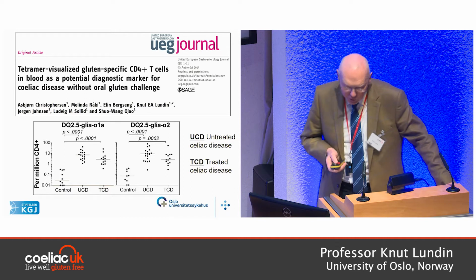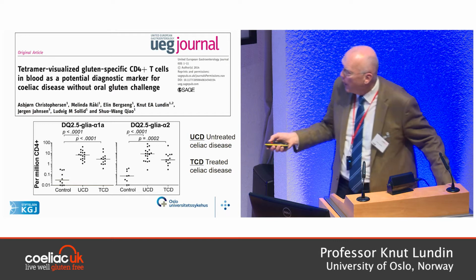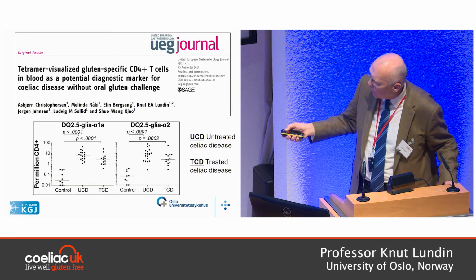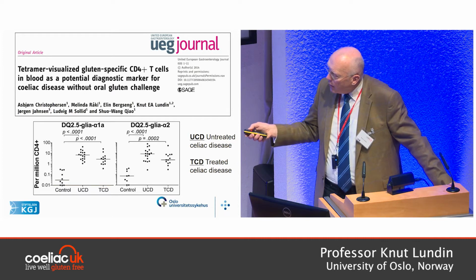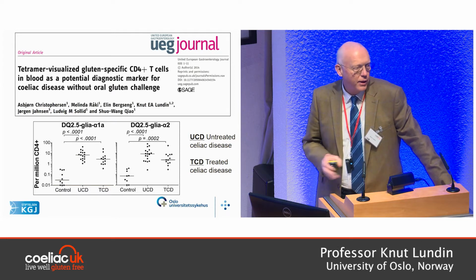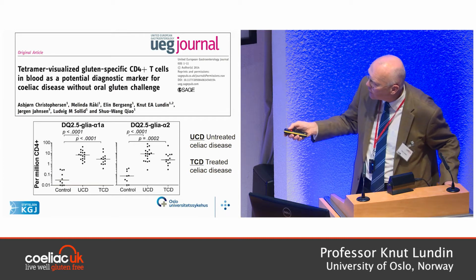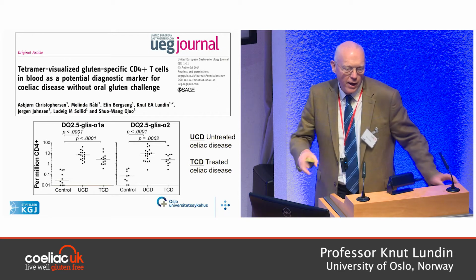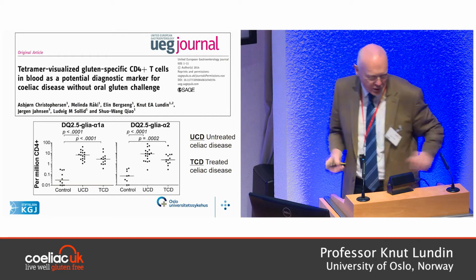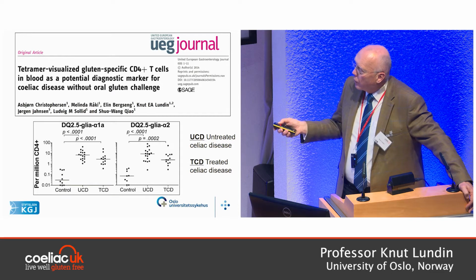This paper was our first. This identifier shows you the number of cells in circulation in control patients, in untreated celiacs, and in treated celiacs. And as you may be able to see, a control DQ2 positive person does not have these cells in their blood. They are very, very few. And when we try to isolate these cells, they don't recognize gluten. So it's as low as you can possibly get. Whereas an untreated celiac has them in abundant numbers, and also a treated celiac.